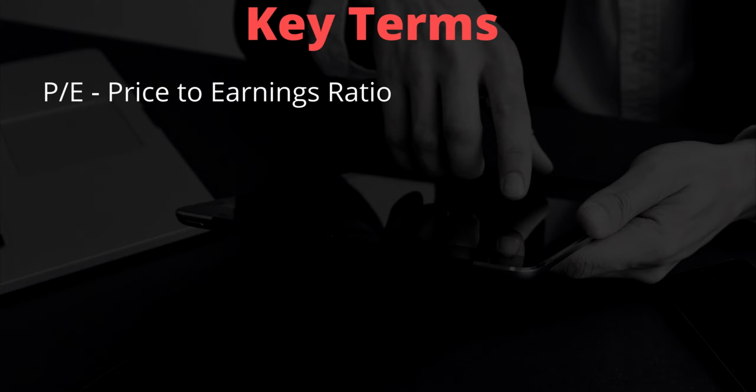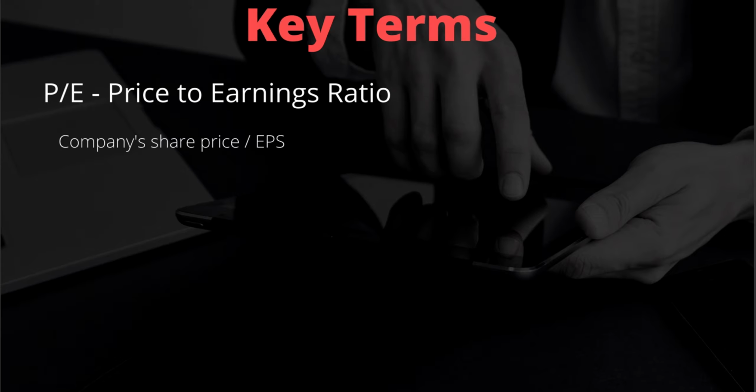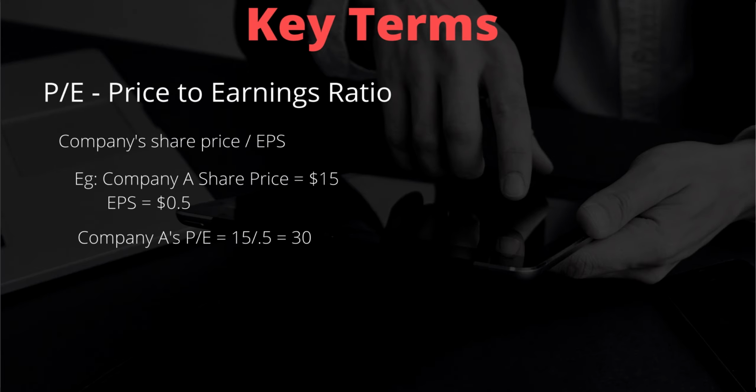In short, this is called the PE ratio. It is defined as a company's share price to its earnings per share. In the same example, let's say the company's share price is $15 and the EPS, as we calculated earlier, is 50 cents. So the PE ratio would be $15 divided by 50 cents, which is 30. A high PE ratio could mean that a company's stock is overvalued, or else that investors are expecting high growth rates from the company in future.